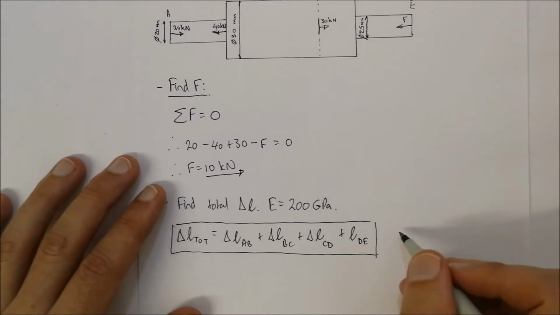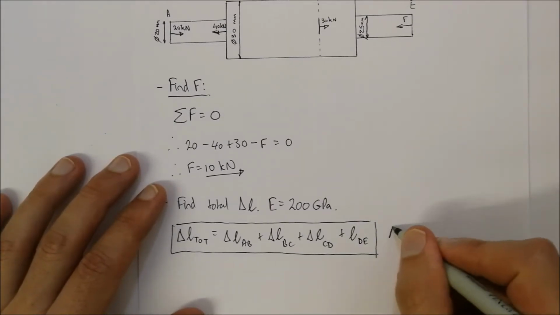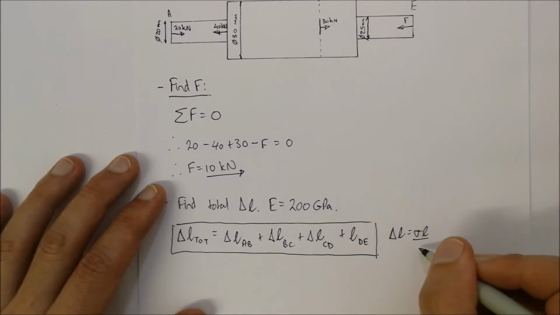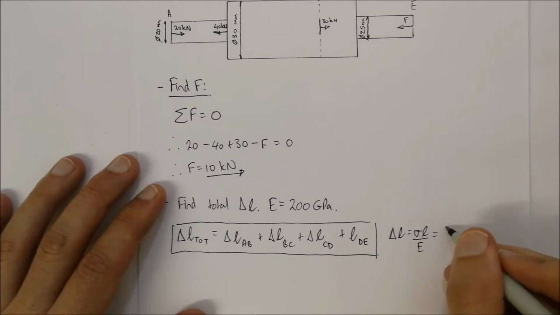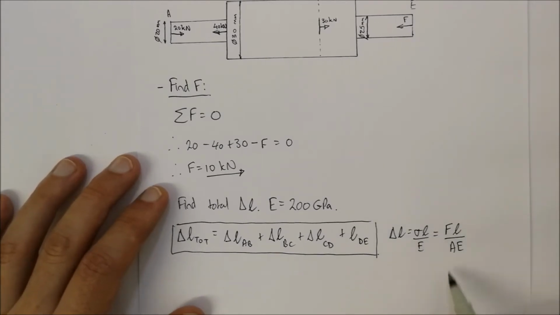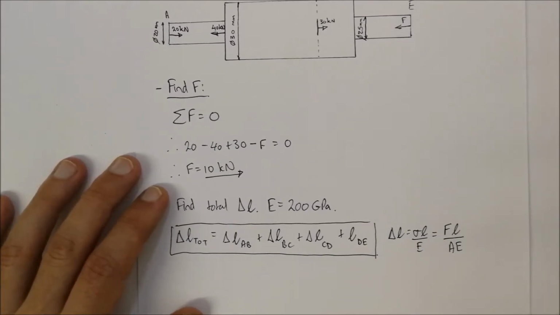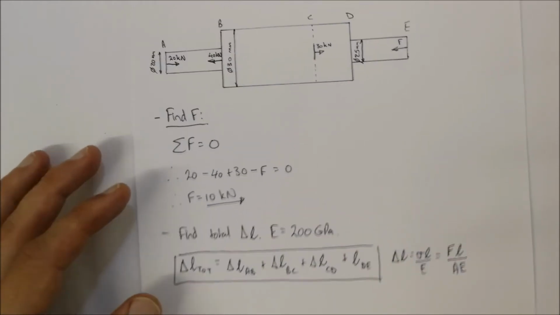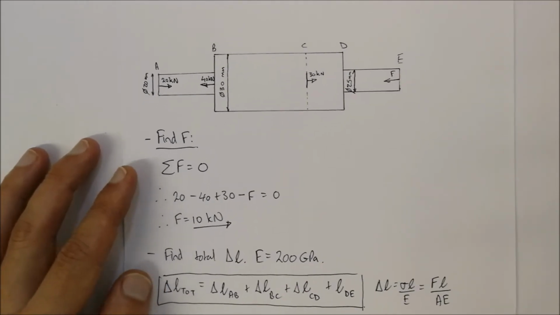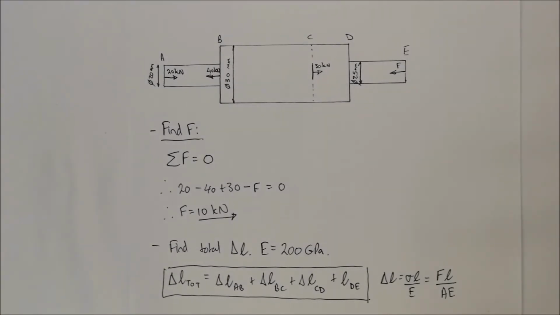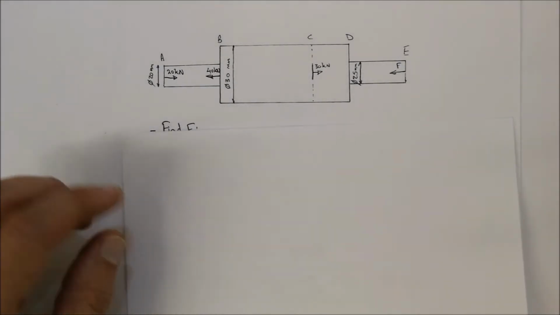Also remember, as I mentioned before, delta L is equal to stress times L over E, and that's also equal to F L over AE. And we get that because stress is equal to force over area. So that's what we're going to be using over here. Now that we've done that, I'm going to leave this in this fashion so that we can at least see the picture over there, and I'll place a new sheet of paper over here to do the calculations.